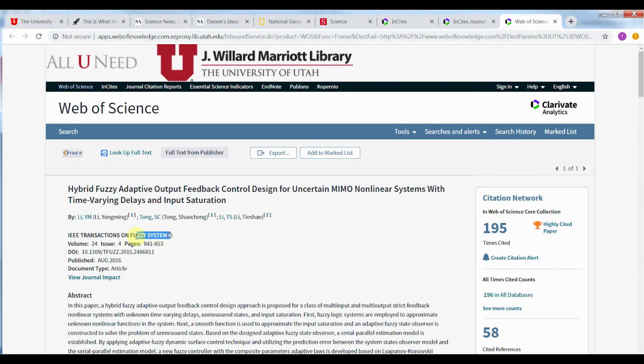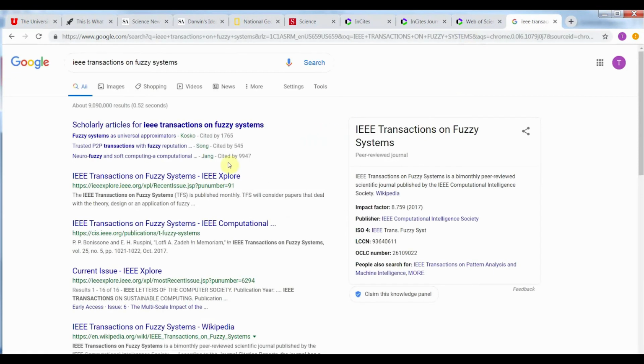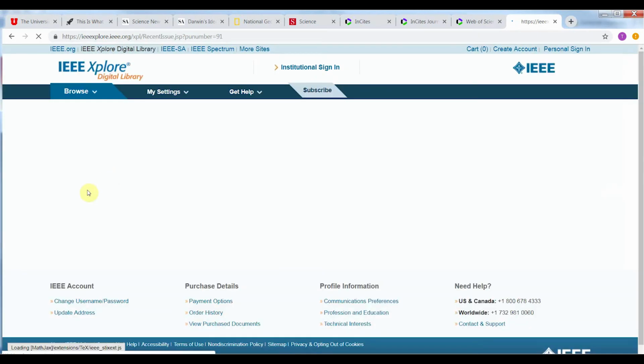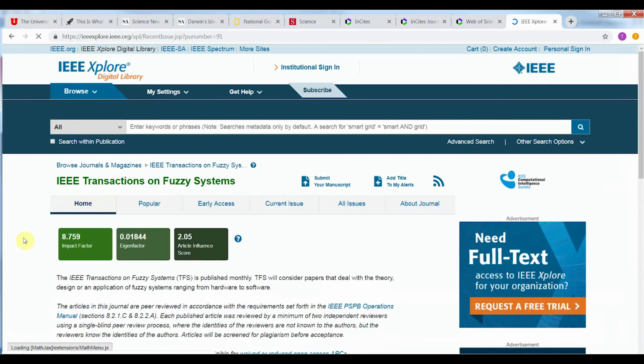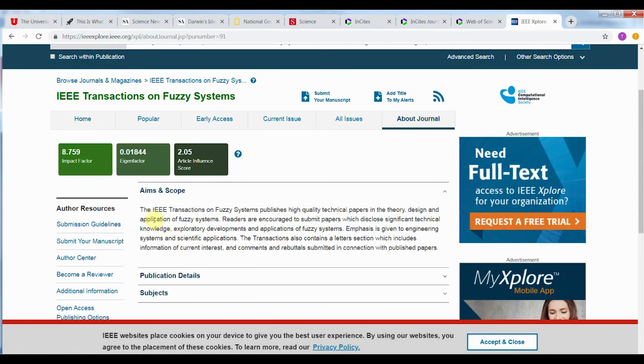So the publication that we're dealing with is IEEE Transactions on Fuzzy Systems. I would like to just Google that. So I'm going to open up a new tab, put that into Google, and let's see right here. This is going to be the web page. It's going to look a little different than the database. If we click on the About Journal link, it's going to say specifically what this journal specializes in.